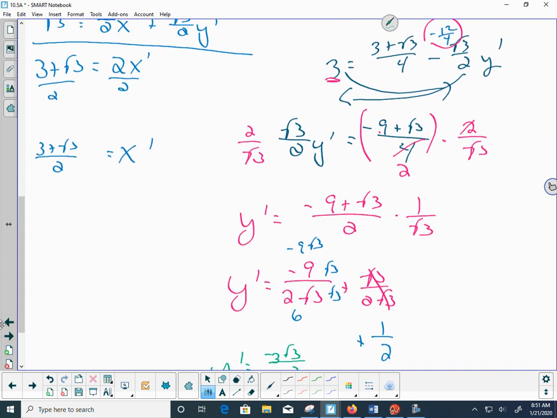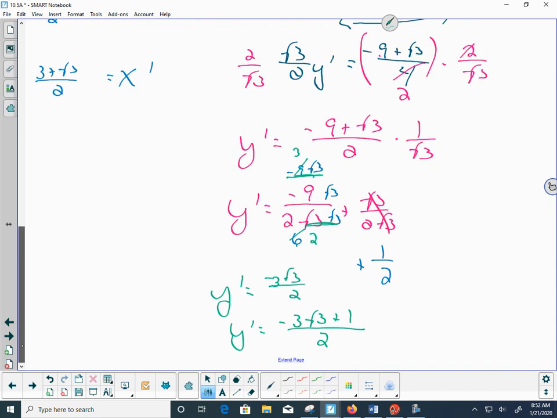When I rationalize and multiply by the square root of 3 over the square root of 3, this is 9 times the square root of 3, and then this is 3, so I ended up with 6. 3 will go into 9 3 times, 3 will go into 6 2 times. Okay. So my new ordered pair for that point is going to be 3 plus the square root of 3 over 2, and then -3 times the square root of 3 plus 1 over 2.